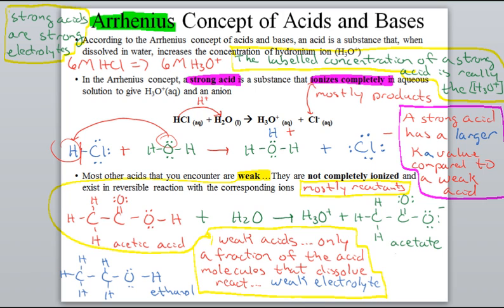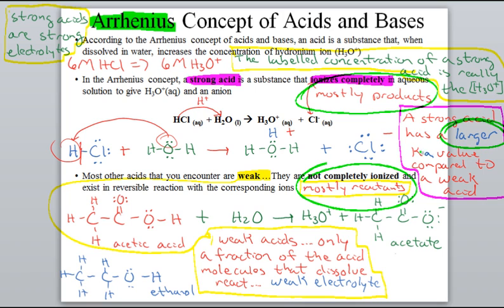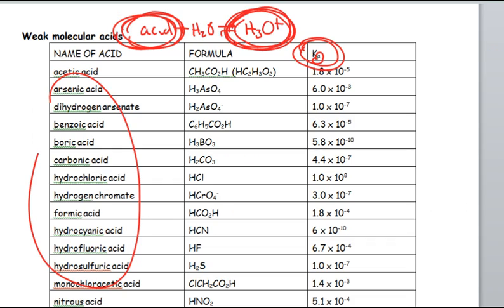A strong acid produces more hydronium ions. It's mostly products. A weak acid, it's mostly reactants. So a strong acid has a larger Ka value compared to a weak acid. So there's study guide practice problems where you're given a list of acids. You need to go to your information packet and look at their respective Ka values. The acid with a larger Ka value is a stronger acid.